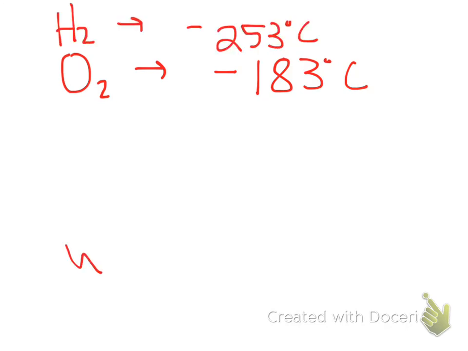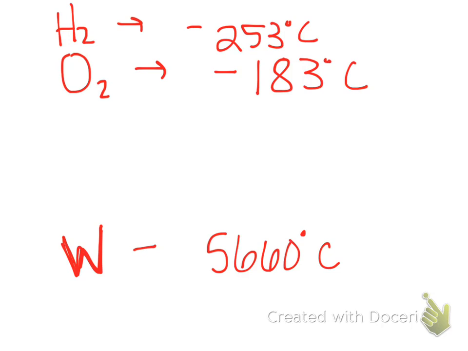Highest boiling point is for W, what element is W? Do you remember? Tungsten, good. And its boiling point's 5,660 degrees Celsius. So it doesn't become gas until 5,660 degrees Celsius. So really strong intermolecular forces. As a whole, metals have stronger intermolecular forces than ionics, which have stronger intermolecular forces than polar covalents, than nonpolar covalents.